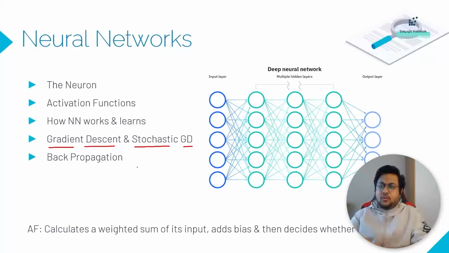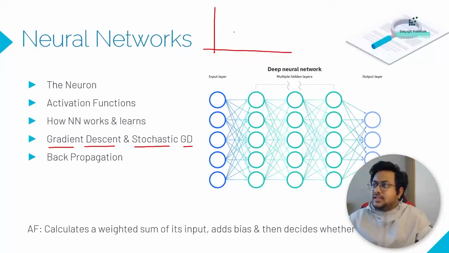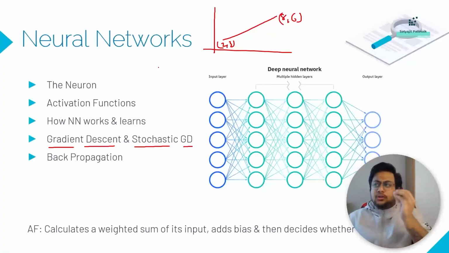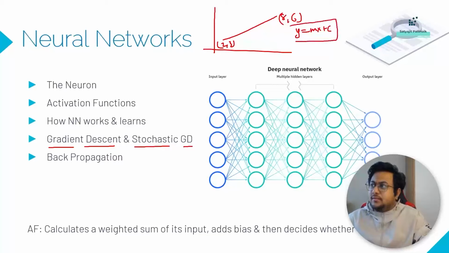Now, what exactly is gradient? In simple terms, let's say this is a line, and imagine the coordinates of this line are (2, 3) and (8, 6). How many of you know the formula of a line? The line's formula is y equals mx plus c, right?